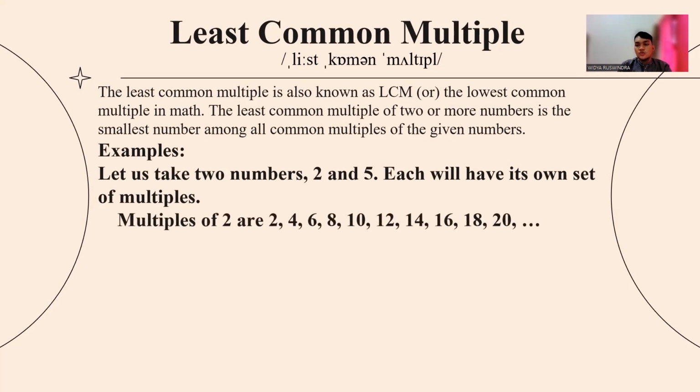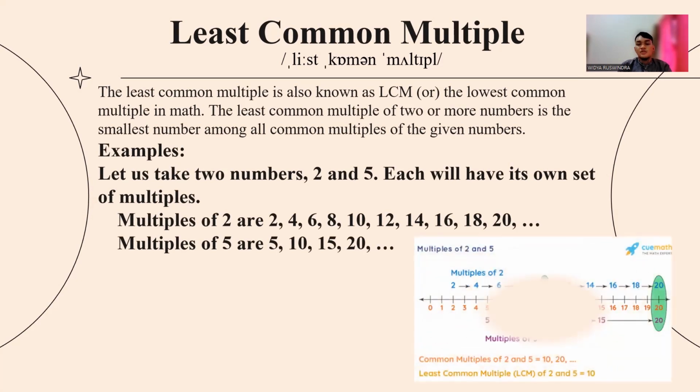Multiples of 2 are 2, 4, 6, 8, 10, 12, 14, 16, 18, and so on. And multiples of 5 are 5, 10, 15, and so on. From this we know the multiples of 2 and 5. Common multiples of 2 and 5 are 10, 20, and so on. So the least common multiple, or LCM, of 2 and 5 equals 10.